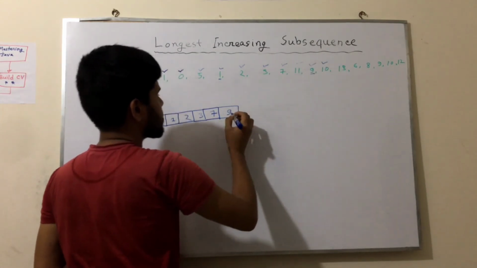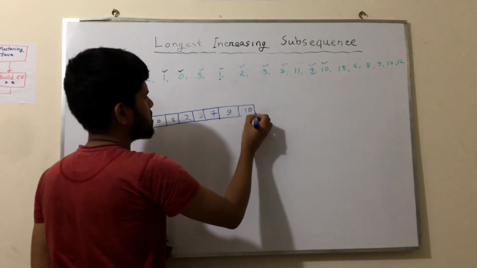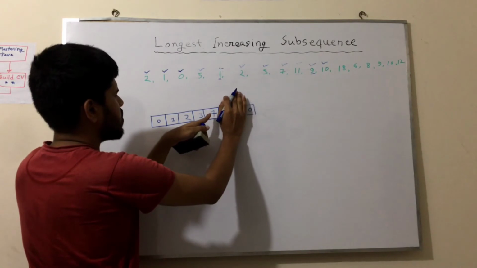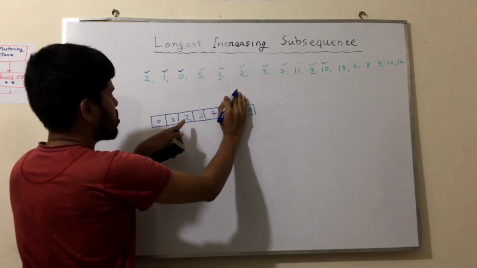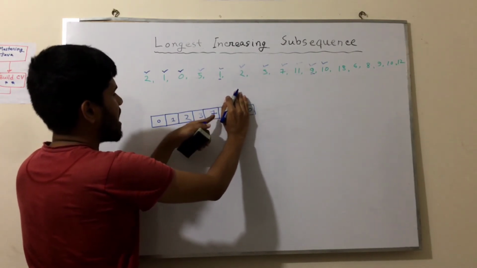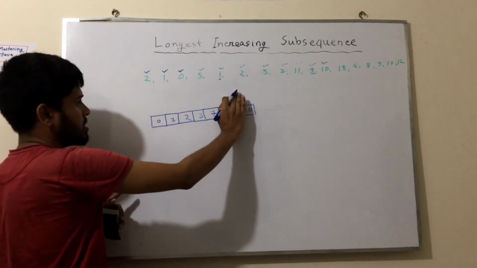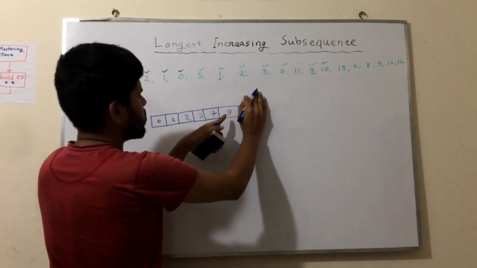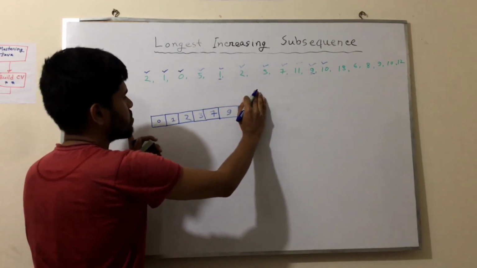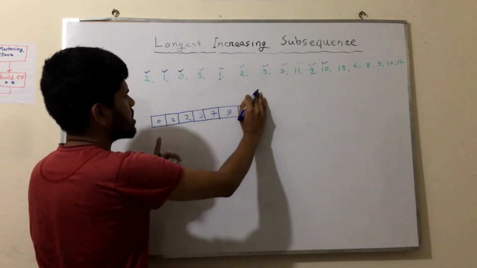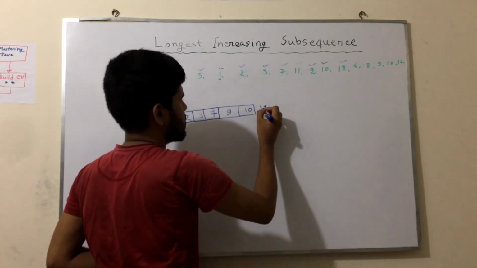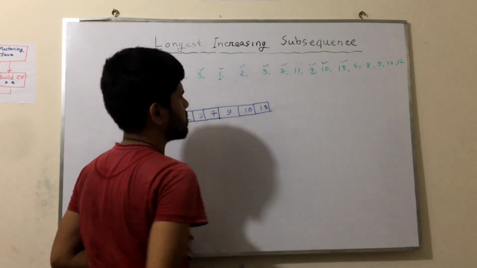Now 10 is greater than 9, so let's update here. This 9 tells us that on the left of 9 we have at least 5 elements that are less than 9 and maintaining the relative order of subsequences. And here we have 10. On the left of 10 we have all the elements that are less than 10 and maintaining the relative order. Now we have 13. Let's add 13 because 13 is greater than 10.